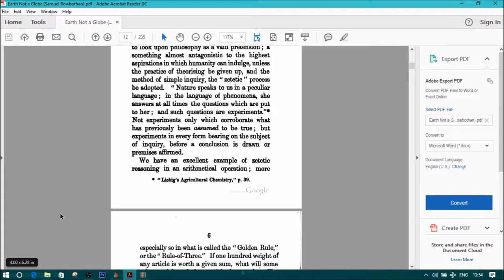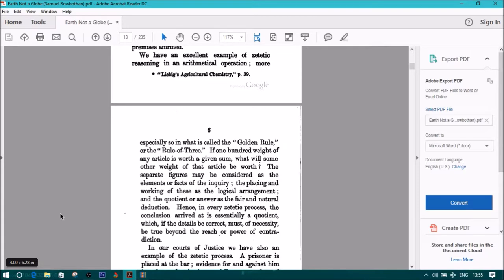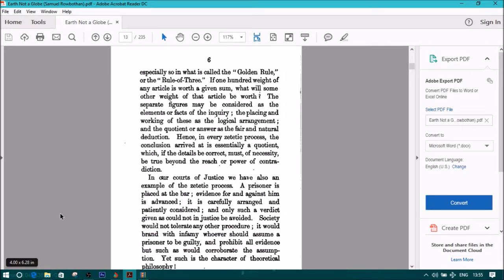We have an excellent example of Zetetic reasoning in an arithmetical operation, more especially in what is called the Golden Rule, or the Rule of Three. If 100 weight of any article is worth a given sum, what will some other weight of that article be worth? The separate figures may be considered as the elements or facts of the inquiry. The placing and working of these is the logical arrangement, and the quotient or answer is the fair and natural deduction. Hence, in every Zetetic process, the conclusion arrived at is essentially a quotient, which, if the details be correct, must of necessity be true beyond the reach or power of contradiction.